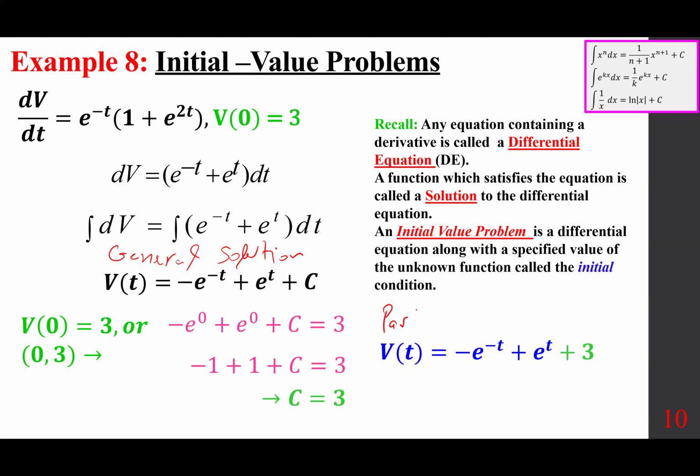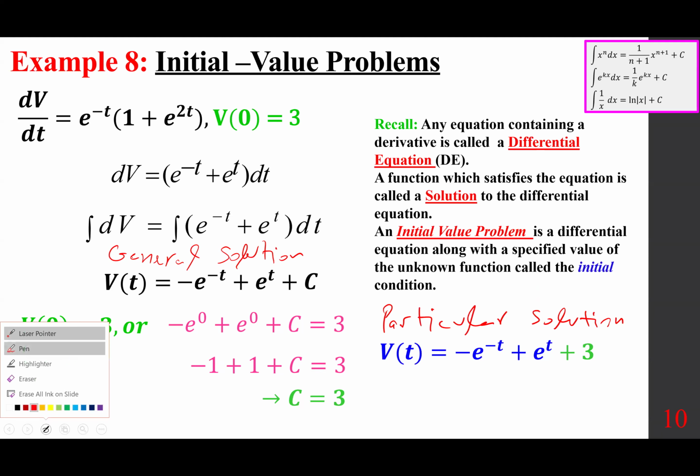This is a particular solution. Now, understand this means it's a family of functions because of plus c, infinitely many functions. The effect of c is to go up and down along the y-axis. And this one, when we used one pair, we could figure out what c is. So one of those functions, that's why it's a particular solution.